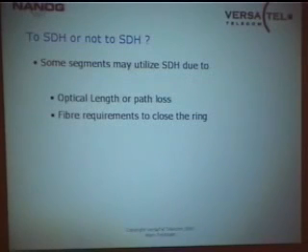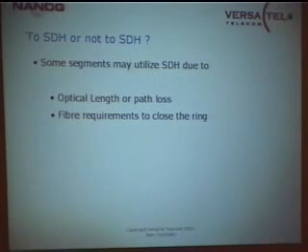We also thought that we may have to utilize SONET or SDH in some segments in our rings due to the optical path length and also the fibre requirements to close the rings. For those of you who've done ring architecture design before, it's very possible for a small ring to have to traverse large amounts of fibre to close it over the redundant path. So we had some fibre cost metrics associated with our decisions as well in terms of the architecture of the network. Any questions so far? Because it's going to make a bit of a quantum jump.